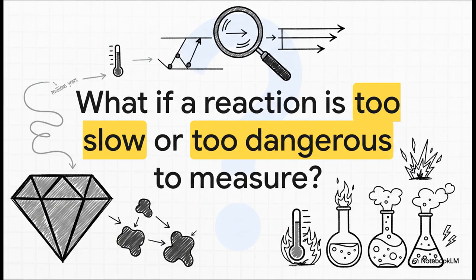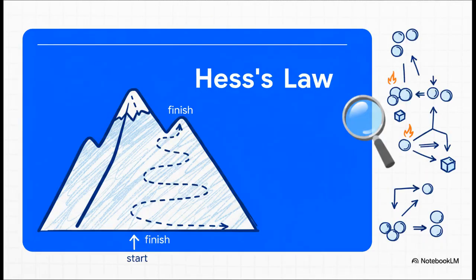How would you measure the heat of a reaction that's explosive? Or what about one that takes millions of years, like turning graphite into a diamond? You can't exactly stick a coffee cup calorimeter on that. For situations like these, we need a totally different and way more elegant tool. And that tool is called Hess's law.